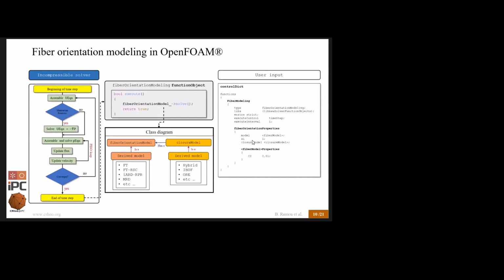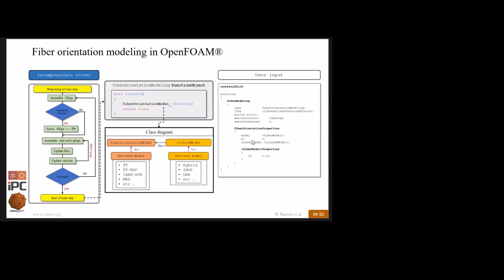What do you need? A dictionary under the functions dictionary inside controlDict. We're going to create our function object. You're going to define just what model you want, the general fiber parameters like the closure model, and the fiber-specific model parameters. We'll put this here. After each step you have done your incompressible solver, we're going to solve the fiber equation.